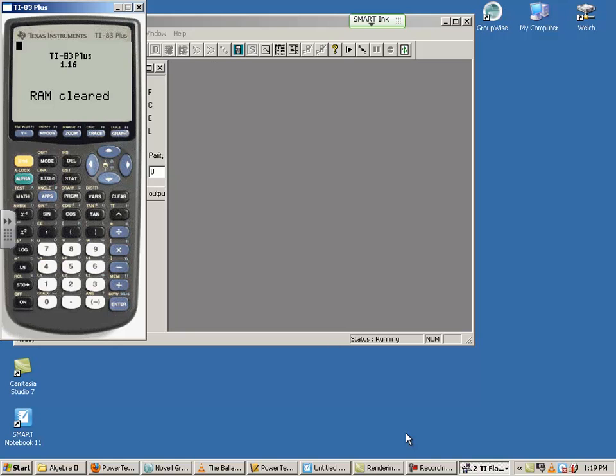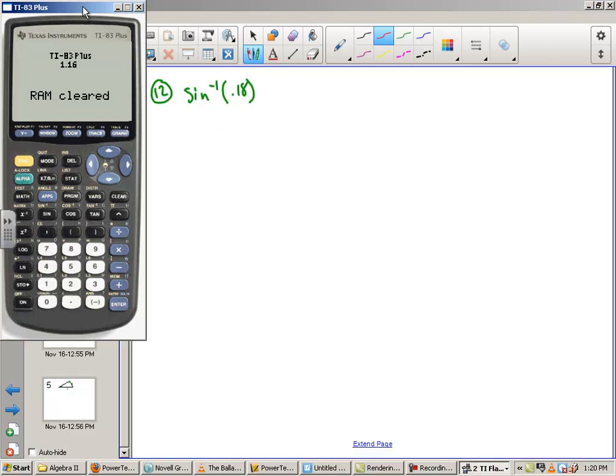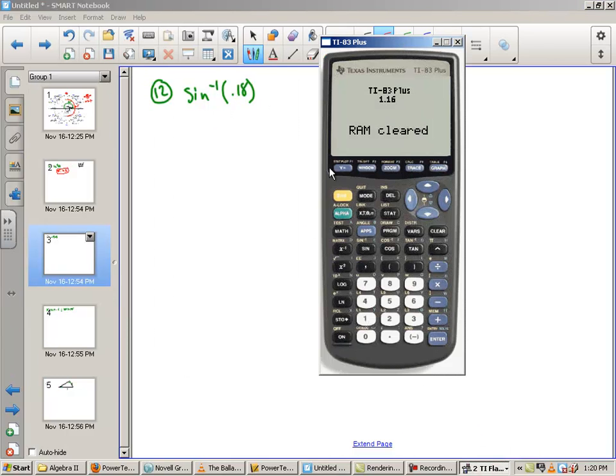So we'll grab that, and now that we have that, let's go back here and grab this. All right. So we want to take the sine inverse of 0.18. So I have to press second sine, that's my sine inverse, of 0.18, close my parentheses, hit enter.